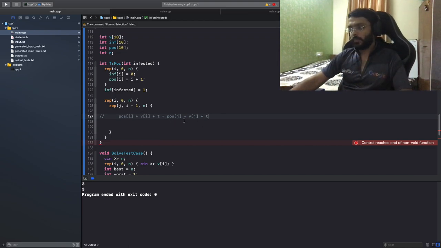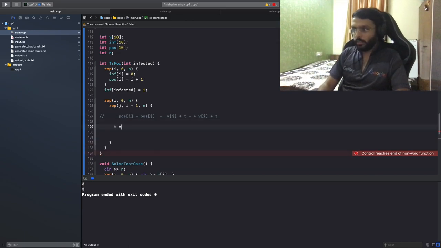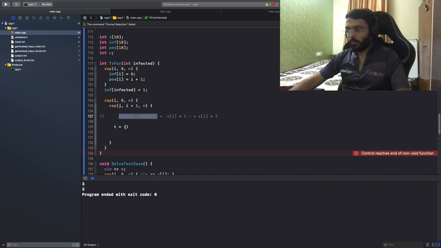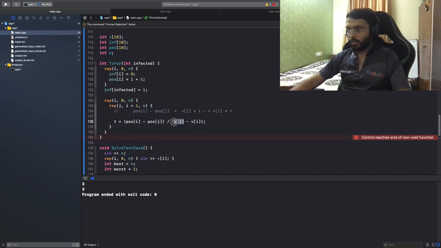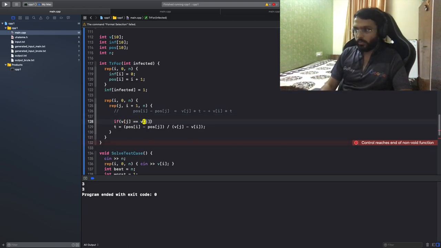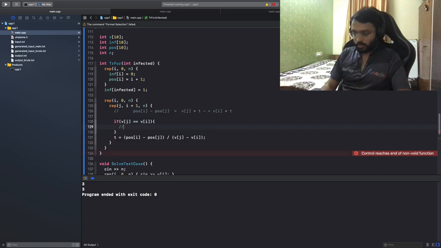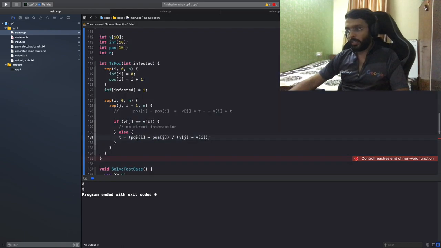That means this goes minus, and this goes minus, and t goes over there. So this implies t is equal to position of i minus j divided by velocity of j minus velocity of i. So if velocity of j equal to velocity of i, no direct interaction. Else they do interact with each other at this time.